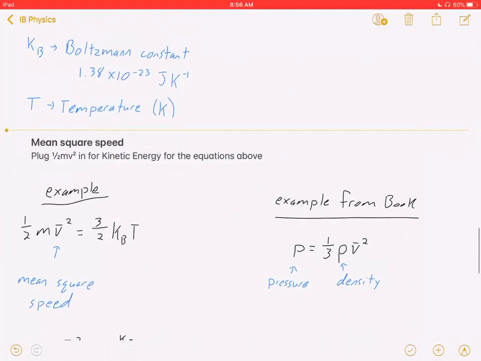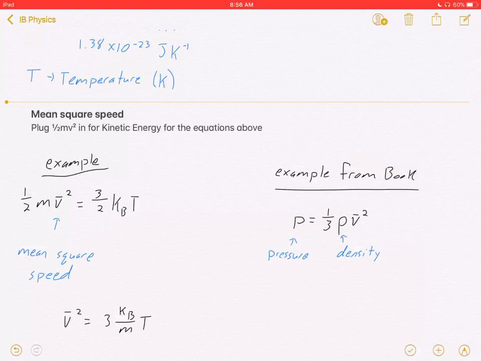Lastly, mean squared speed. How fast are those molecules actually going? What is their velocity? Simple substitution. Just put in 1/2 mv squared for your kinetic energy. If you do that, now, as you can see here, I have a velocity. You're not going to finish with a square root. You're going to leave it as squared average velocity.